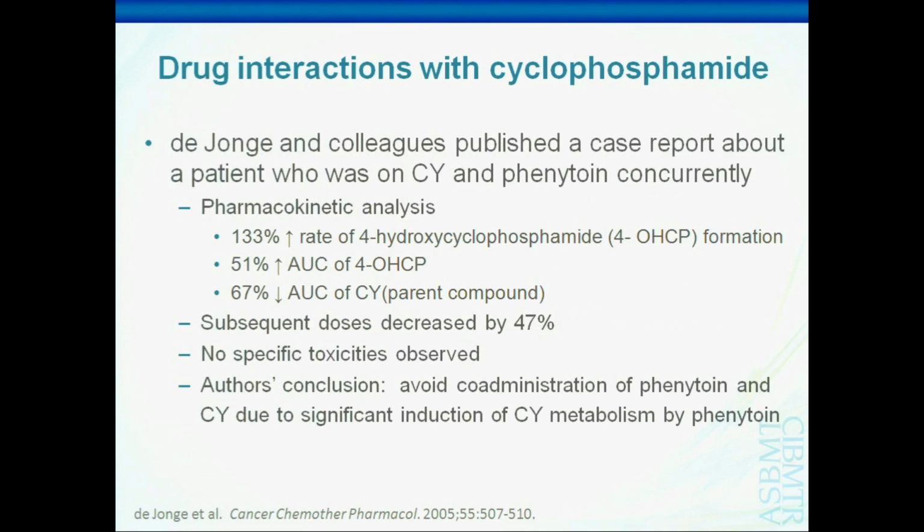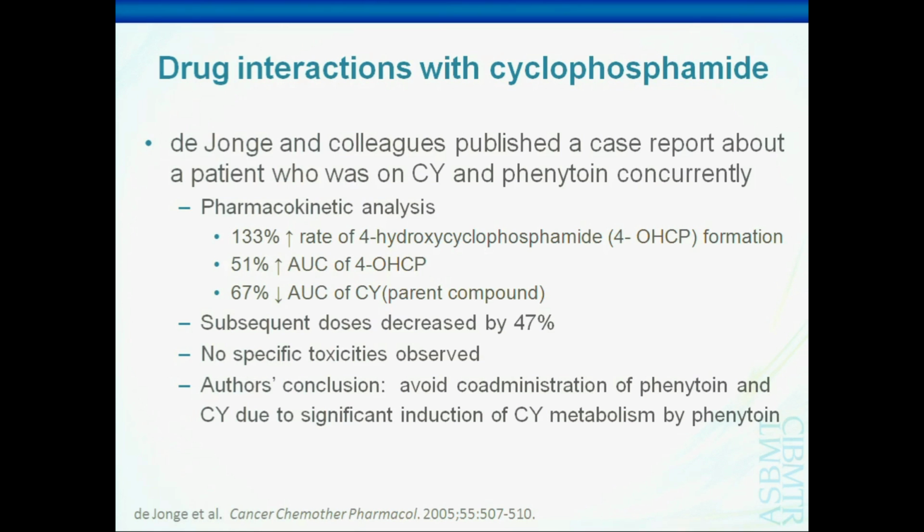DeJong and colleagues published a case report where there was a patient who was on cyclophosphamide and phenytoin concurrently. They did a pharmacokinetic analysis of the patient after this, and the results were such that there was a 133% rate of formation of the active metabolite 4-hydroxycyclophosphamide, or 4-OHCP, when given with phenytoin. There was also a 51% increase in the AUC of 4-hydroxycyclophosphamide and a 67% decrease in the AUC of cyclophosphamide parent compound.